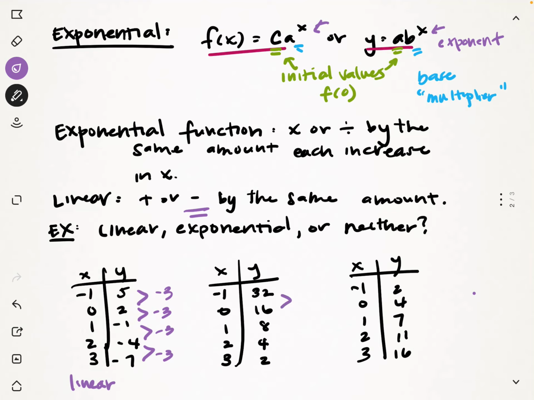Okay, let's do the same thing here. 32 to 16, well, that would be subtract 16, but then 16 minus 16 is not 8. So we know that we're not subtracting the same amount each time. We can get to 16 by dividing by 2. And then 16 divided by 2 is 8. 8 divided by 2 is 4. And then 4 divided by 2 is 2. So in this case, because we're dividing by the same amount each time, this is going to be an exponential.